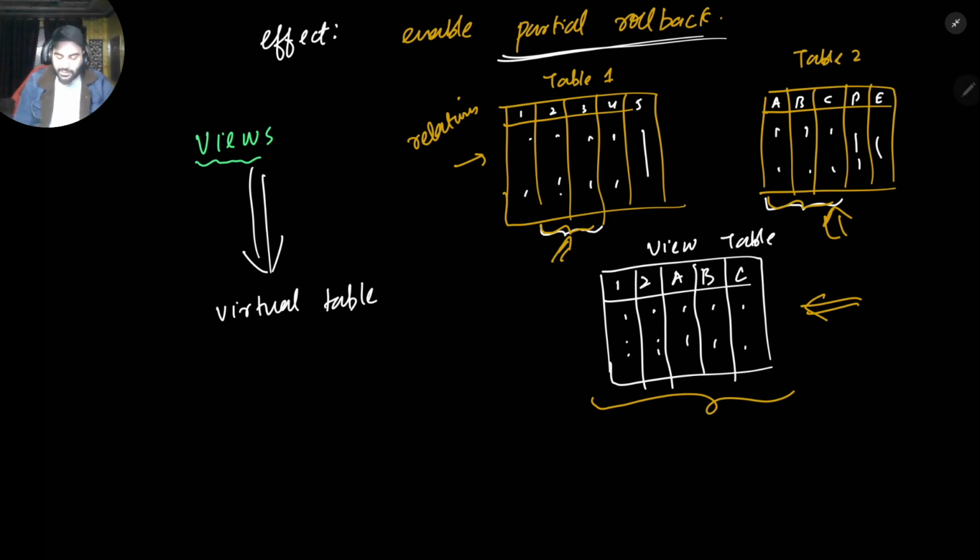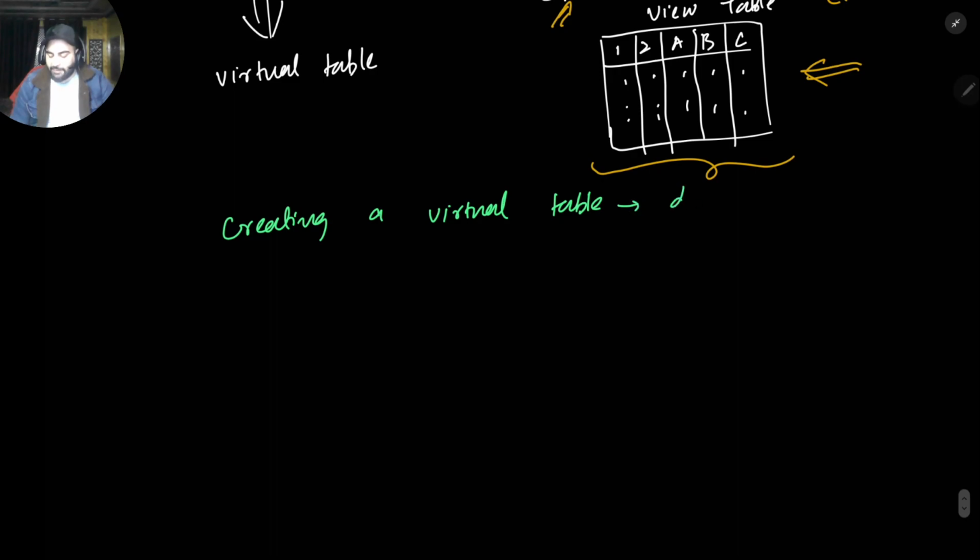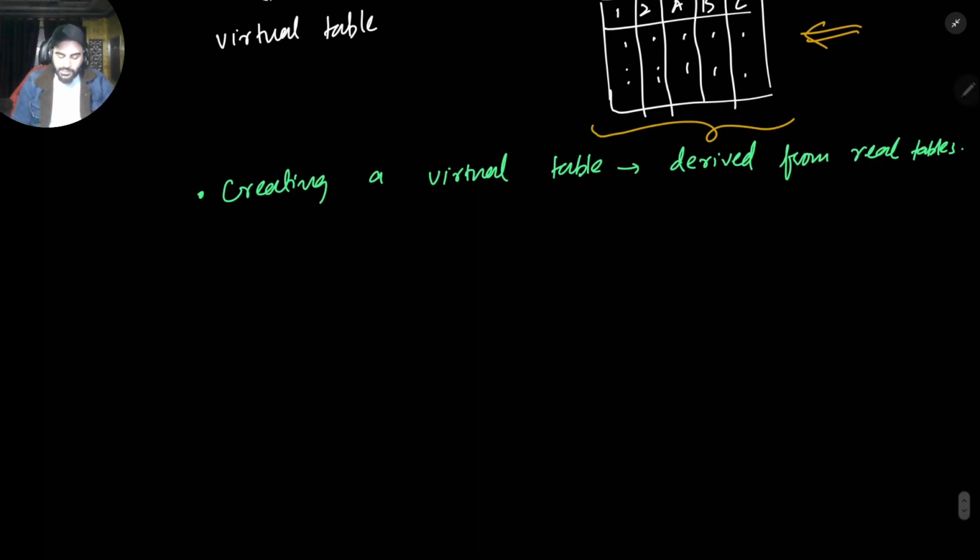So if I write it in a well organized fashion, what is the meaning of it again? We are creating a virtual table, because this table was not in existence, but we created it, and it is derived from real tables, or real relations. I'm using these words interchangeably: relations, tables, tuples, rows or records. So this is the definition. We're creating a virtual table. It does not exist in reality, but we'll create a view out of this.